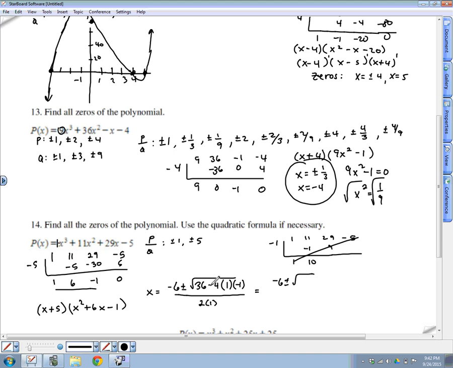36 minus -4, that's going to be 40. And if we simplify this, the square root of 40, 40 is the same as 4 times 10, or the square root of 4 times 10, which means the 4 is going to come out as a 2. So it's -6 plus or minus 2 square roots of 10, all over 2.